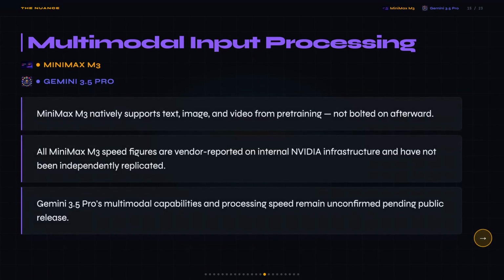Now, I want to be clear about something. Those MiniMax speed figures are all vendor reported on internal NVIDIA infrastructure and haven't been independently replicated. They're relative improvements against a prior generation, not absolute tokens per second numbers you can compare to anything else. So take those 9 times and 15 times claims as directional, not as a clean benchmark you can hold to.